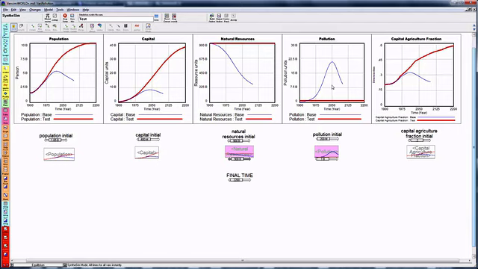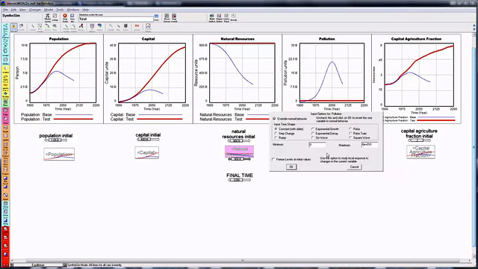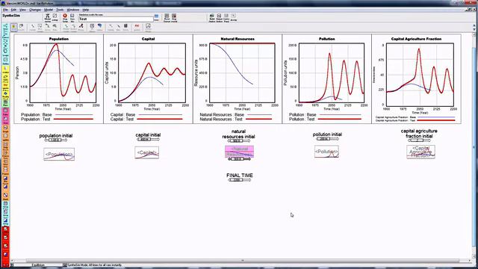So initially I held pollution constant, then natural resources. What if I unconstrain pollution here? So I'm going to uncheck this box to remove the override. Now there's an interesting behavior. We have a population, capital, and pollution limit cycle. Actually, it involves the capital agriculture fraction as well. Or at least it appears to be some kind of limit cycle or lightly damped oscillation. So that's an interesting thing to explore.